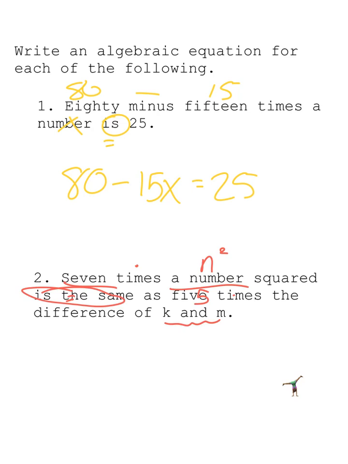So let's start back over. We have 7 times a number squared, so that would be 7 times a number squared, is the same as, or in other words, equals 5 times the difference, so difference means subtraction, of k and m. So it's so important that we put in parentheses the difference of k and m, so k minus m. Otherwise, it's going to not use the correct order of operations.